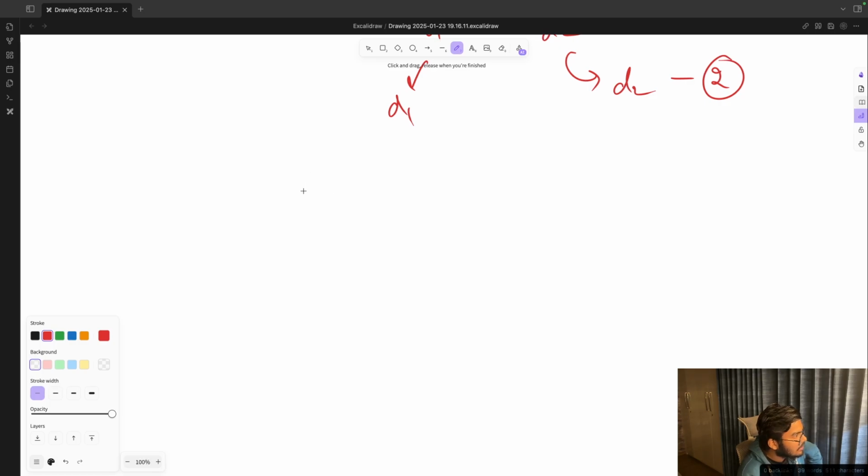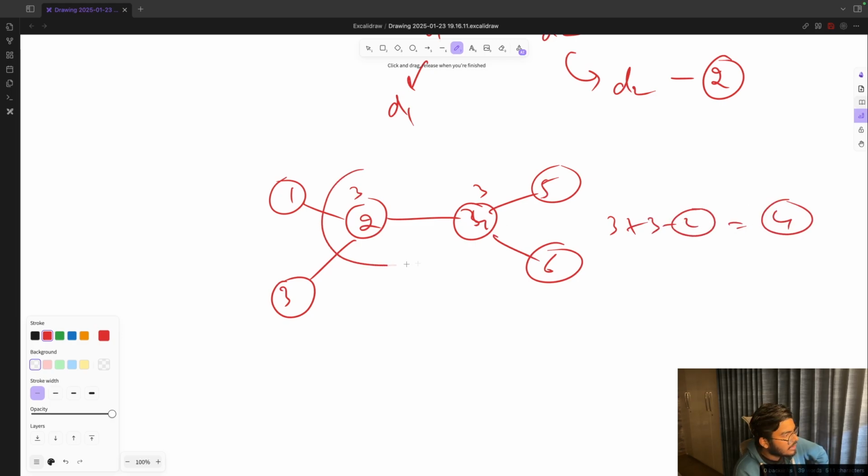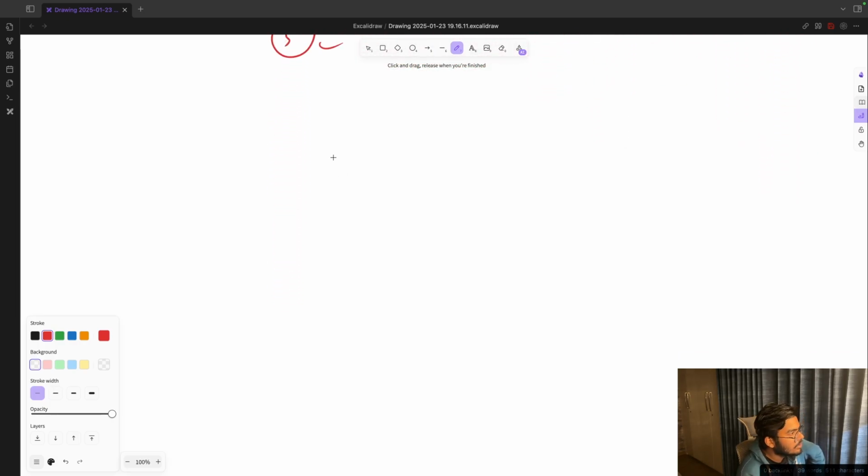I mean, you can even do this with an example. Let's say 4, 5 and 6. How many components? This has degree of 3, this is degree of 3. When you delete these two, it is 3 plus 3 minus 2, right? So that is 4. So when you delete these two, you will have 4 connected components, 1, 2, 3 and 4, right?